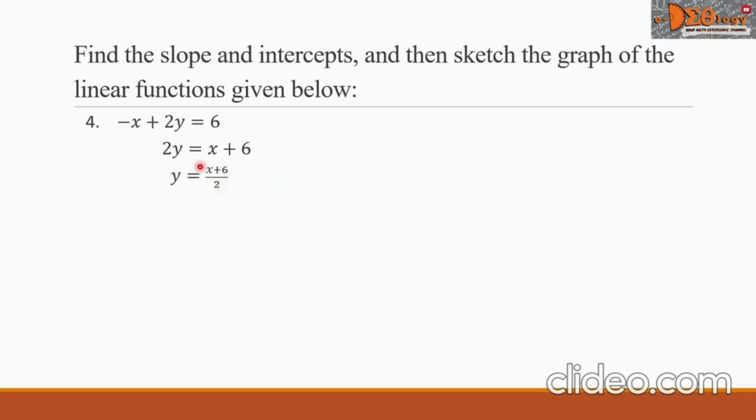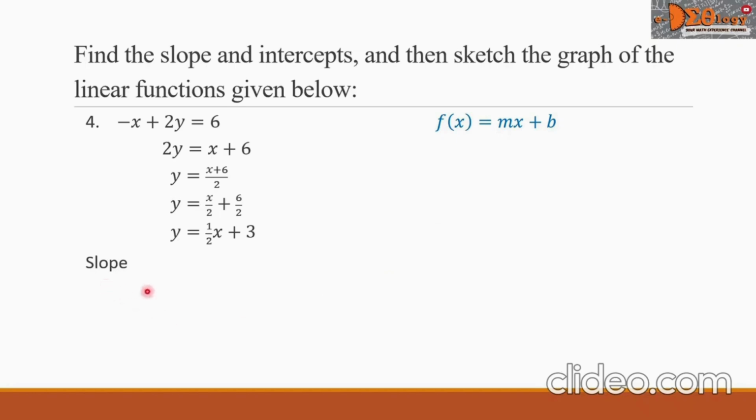We distribute this 2 to the x and to the 6 respectively. So the right side becomes x over 2 plus 6 over 2. We can rewrite our right side. This x over 2 we can write as 1/2 times x, and then the 6 over 2 we write as 3. So we have 1/2 x plus 3. This is our linear function standard form. Remember that the y here is the same as f of x. Now we can collect the m, or the slope, and the b, which is the y-intercept.